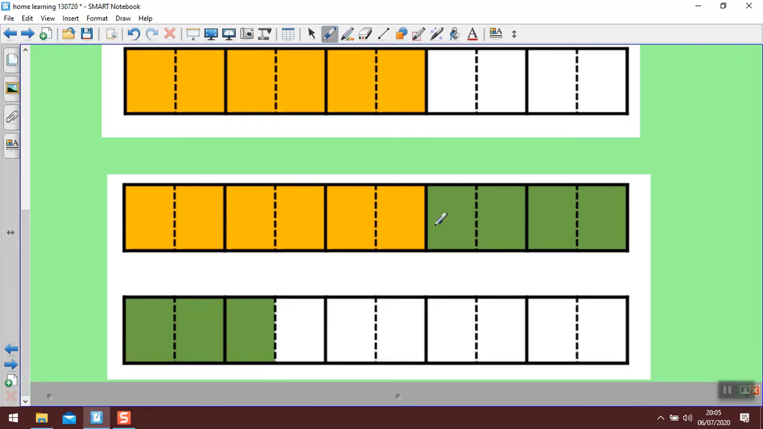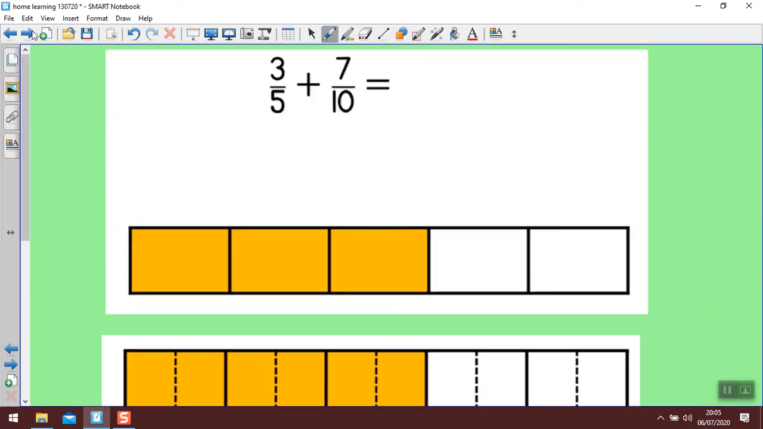So 3/5 plus 7/10 equals how many tenths altogether? 1, 2, 3, 4, 5, 6, 7, 8, 9, 10, 11, 12, 13. So my answer is 13/10. You might recognise that 10/10 is the same as 1. So my answer is actually greater than 1 because I've had to use more than 1 bar. What is 13 divided by 10? It's 1 whole one and 3/10 left over. Well done if you got 1 and 3/10.